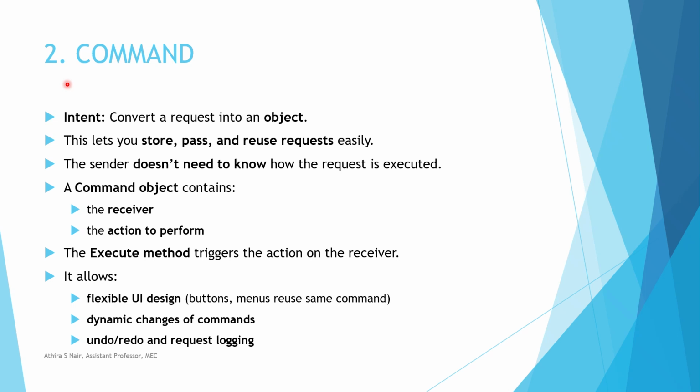So in this type, the client creates a concrete command object and specifies its receiver. An invoker object stores the object. The invoker issues a request by calling execute on the command. When commands are undoable, then the concrete command stores the state for undoing the command, and the concrete command object invokes operations on its receiver to carry out the request. So this allows flexibility, and we can change the command dynamically, and we can undo or redo and log requests.